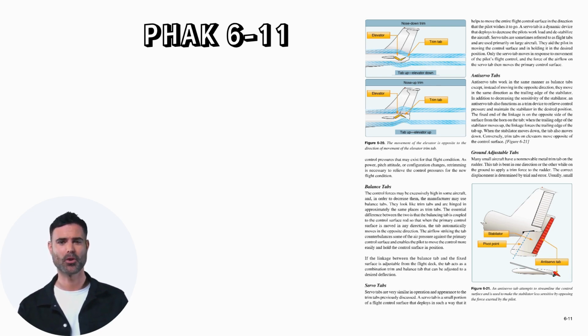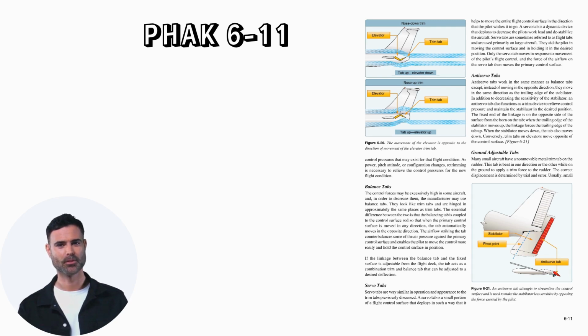The airflow striking the tab counterbalances some of the air pressure against the primary control surface and enables the pilot to move the control more easily and hold the control surface in position. If the linkage between the balance tab and the fixed surface is adjustable from the flight deck, the tab acts as a combination trim and balance tab that can be adjusted to a desired deflection.